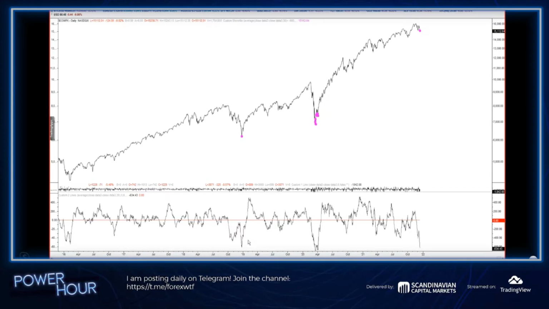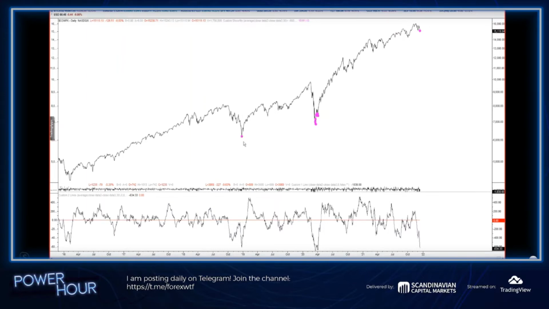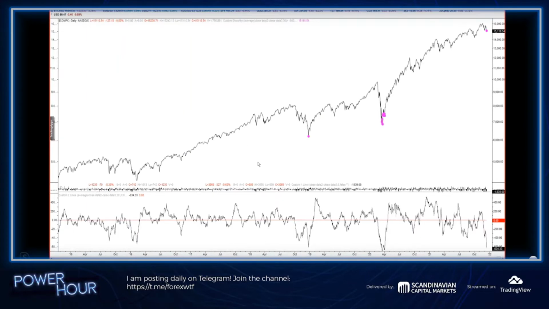And then we also had that in December of 2018, the Christmas crash. I think that was actually Christmas Eve. We hit similar levels then. Here's where it gets interesting. Those two instances were obviously V bottoms and the best buying opportunities of the last couple of years.